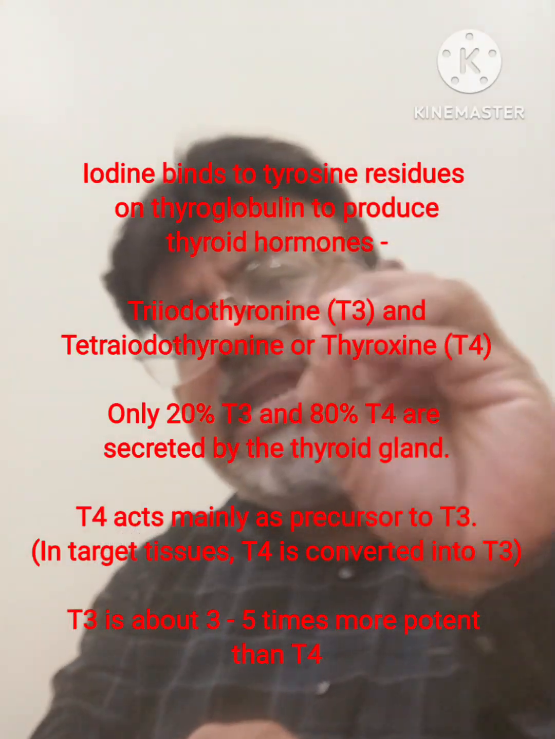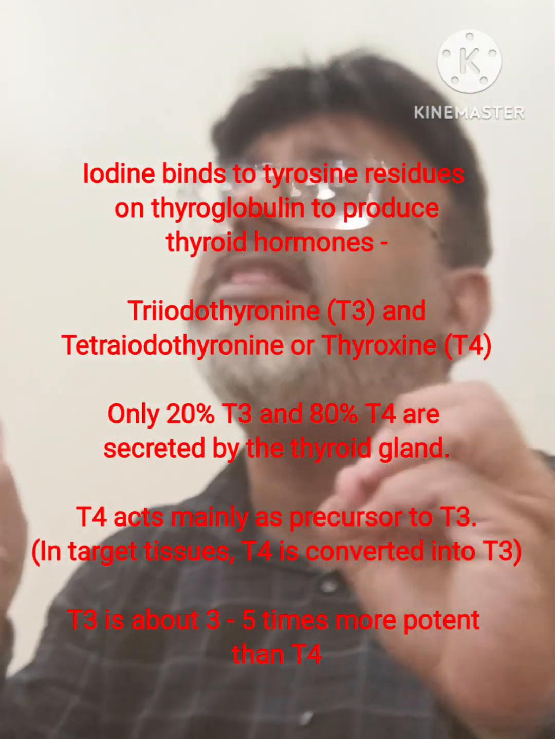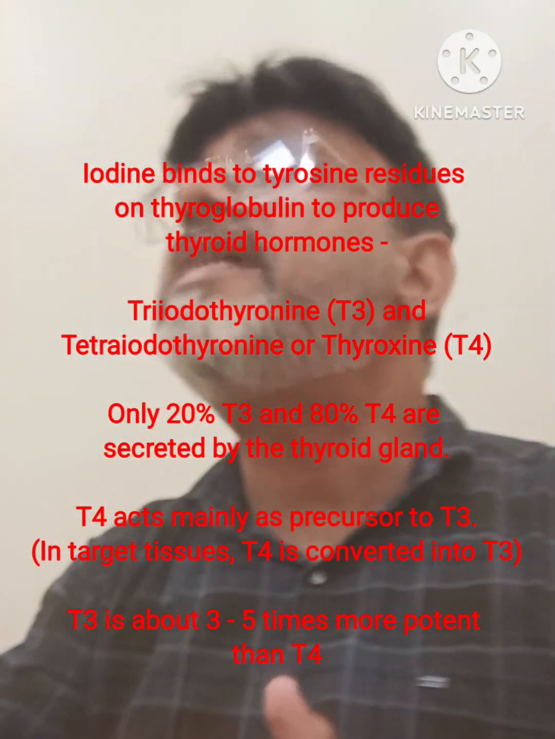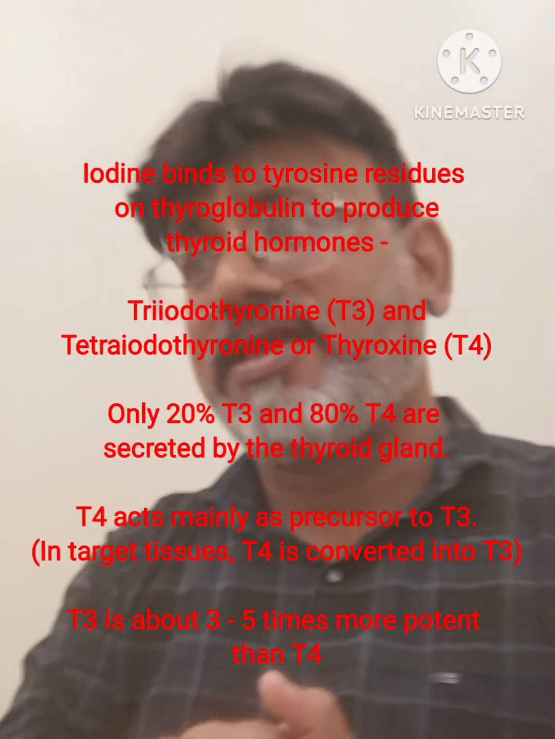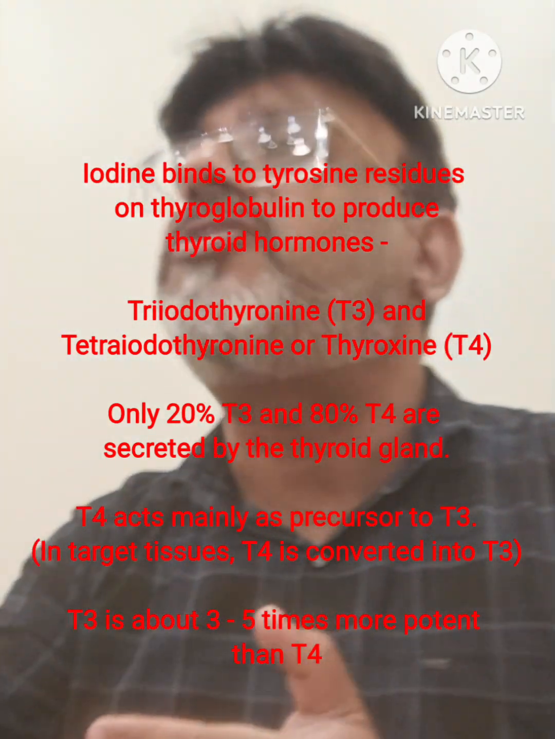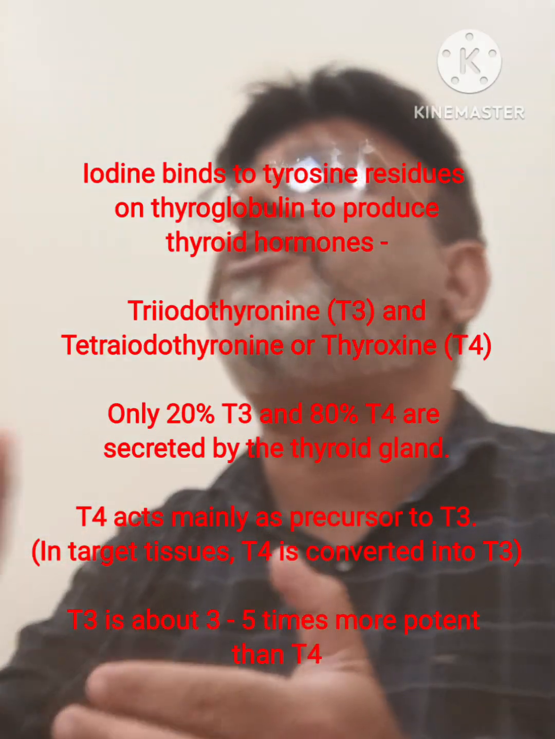Now, only 20% of T3 and 80% of T4 are secreted by the thyroid gland. T4 acts mainly as a precursor to T3. It is very important. T4 acts mainly as a precursor to T3. That means in target tissues, T4 is converted into T3.